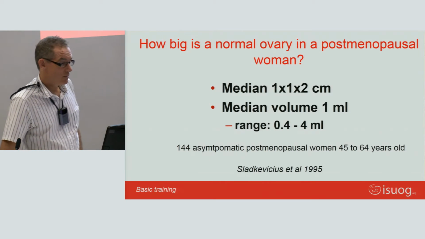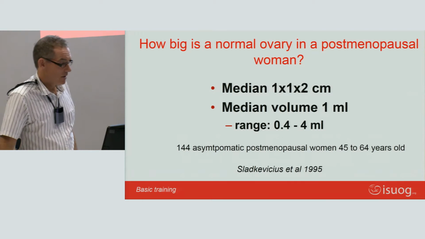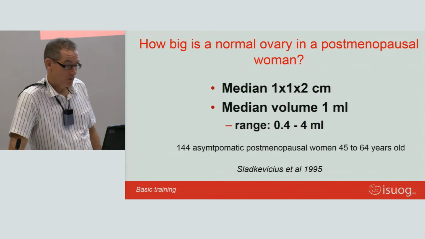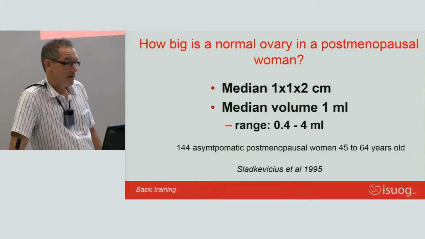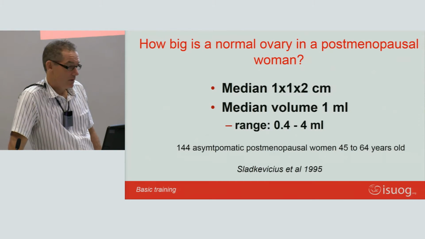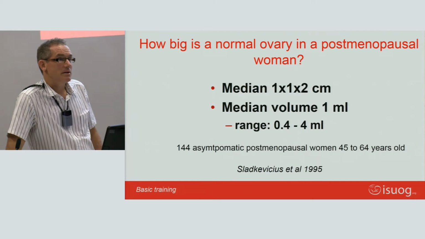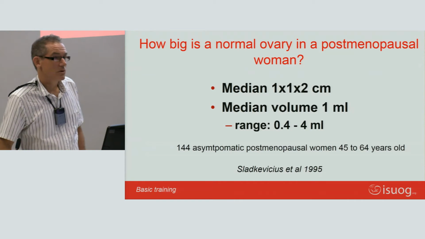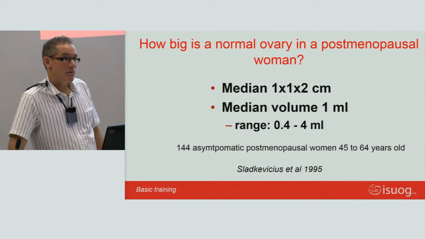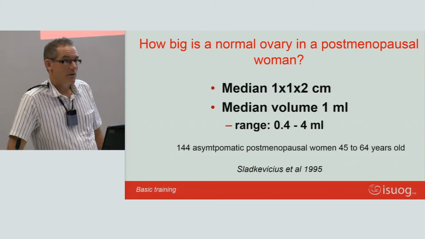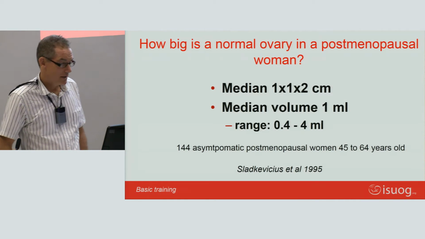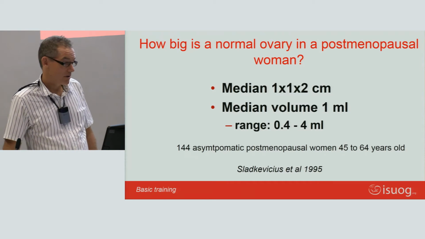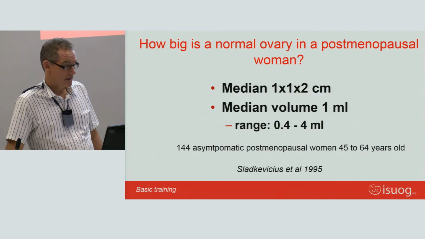And once again, how big is a normal ovary in postmenopausal women? This study took 144 asymptomatic postmenopausal women between the ages of 45 and 65, and they found the median size to be 1 to 2 centimeters. It's actually quite small. I normally take anything up to 4 mils as normal. The importance with this is not the size of the ovary. You'll see in my subsequent talk, it's got to do with the look of the ovary. So the same with premenopausal ovaries. We should be using grayscale pattern recognition to delineate abnormal from normal, and not be guided by the size alone.